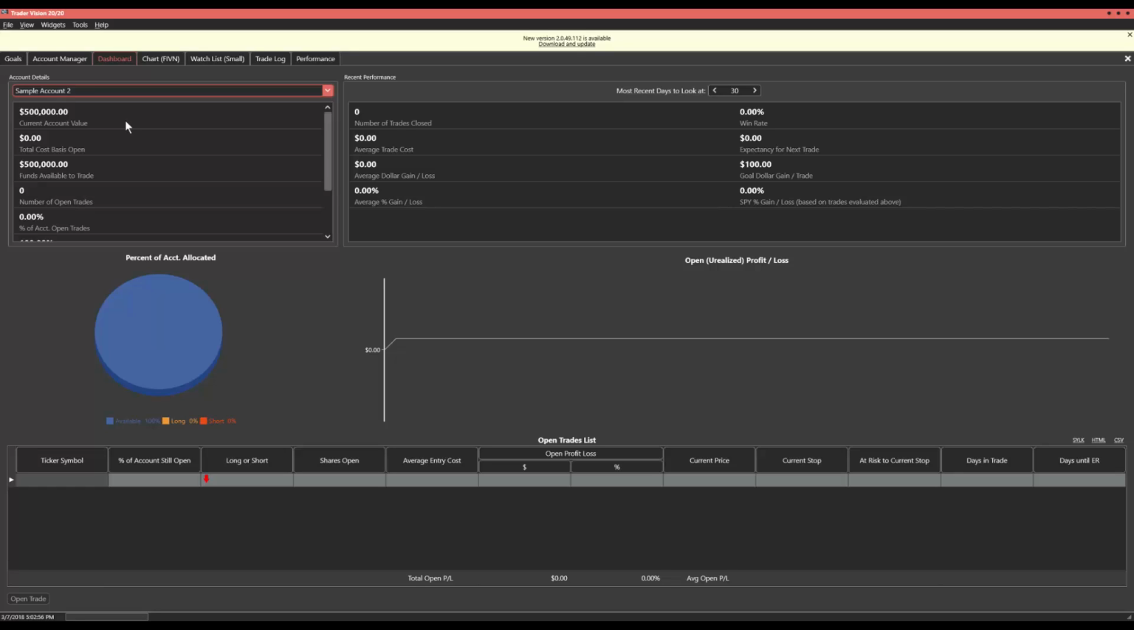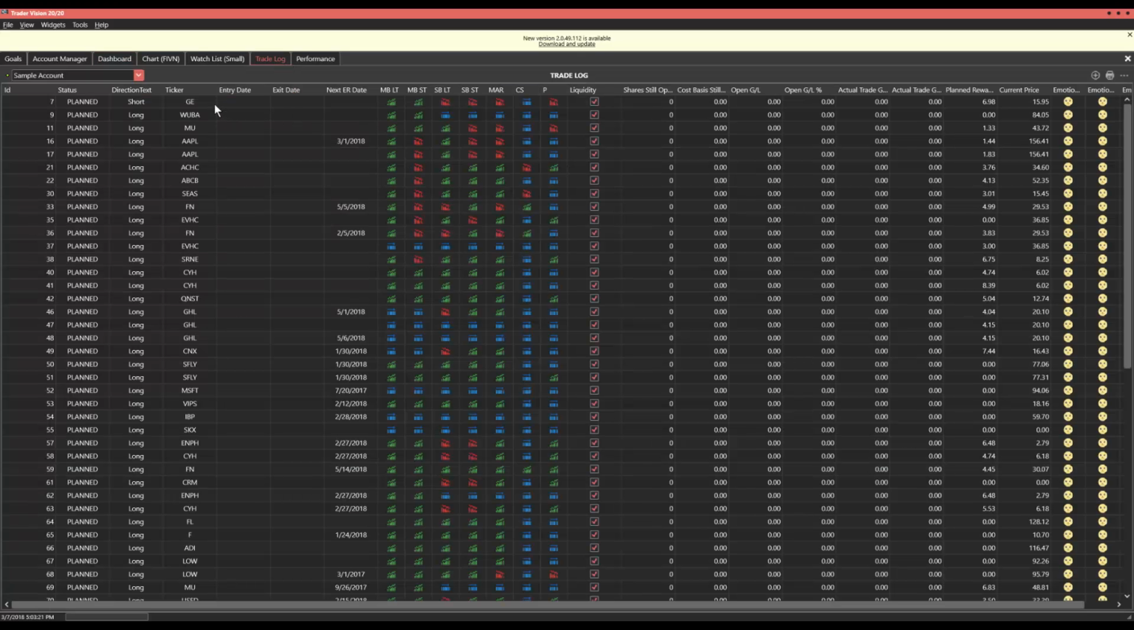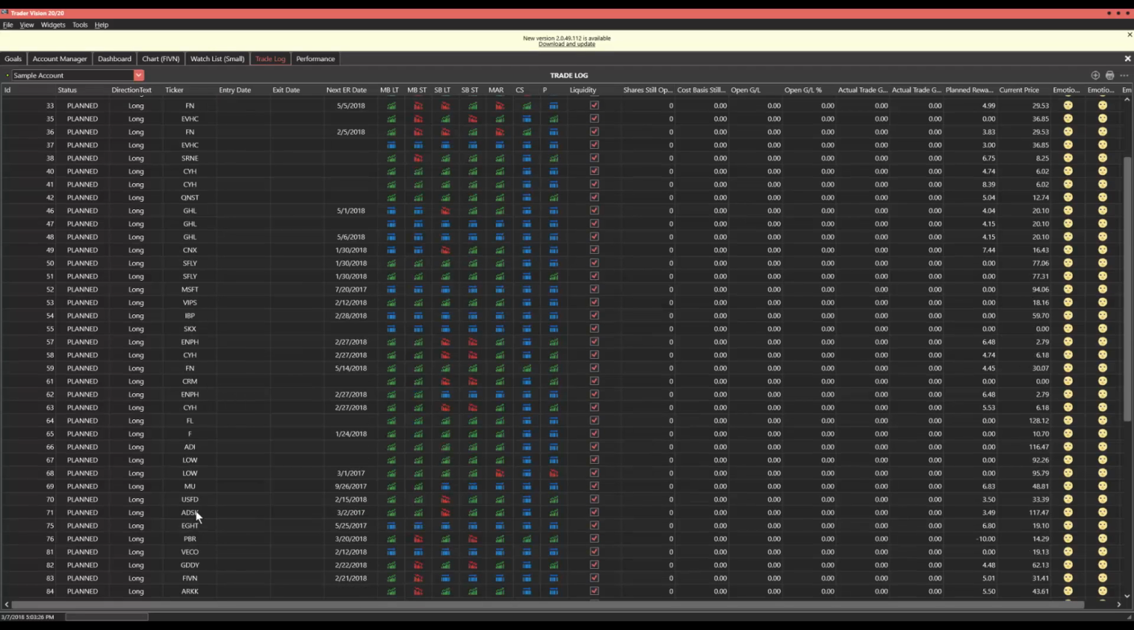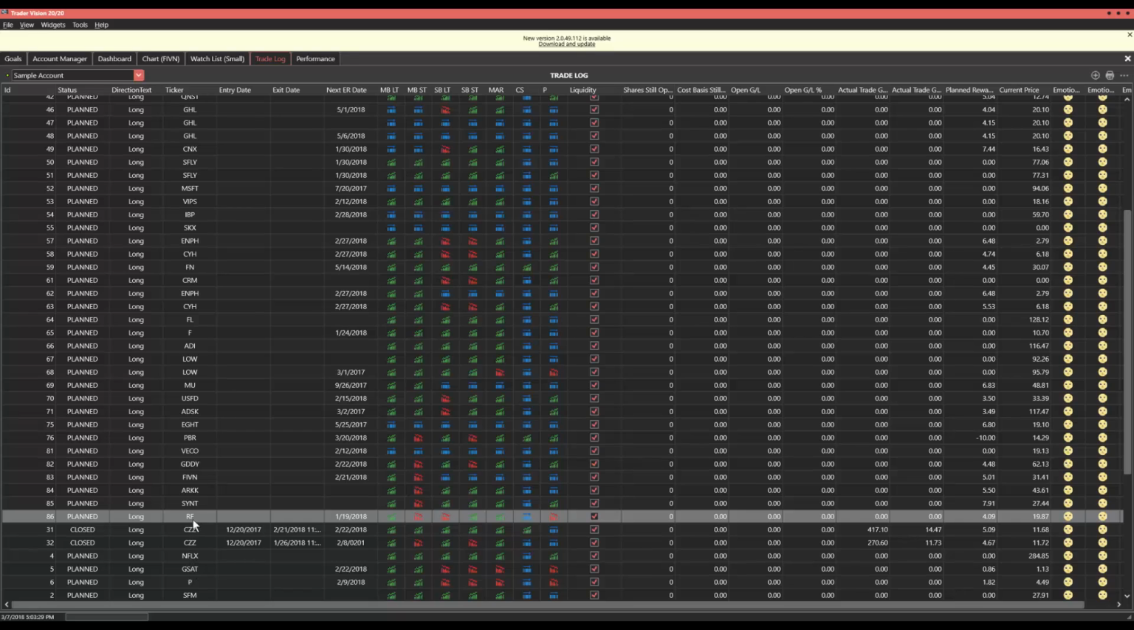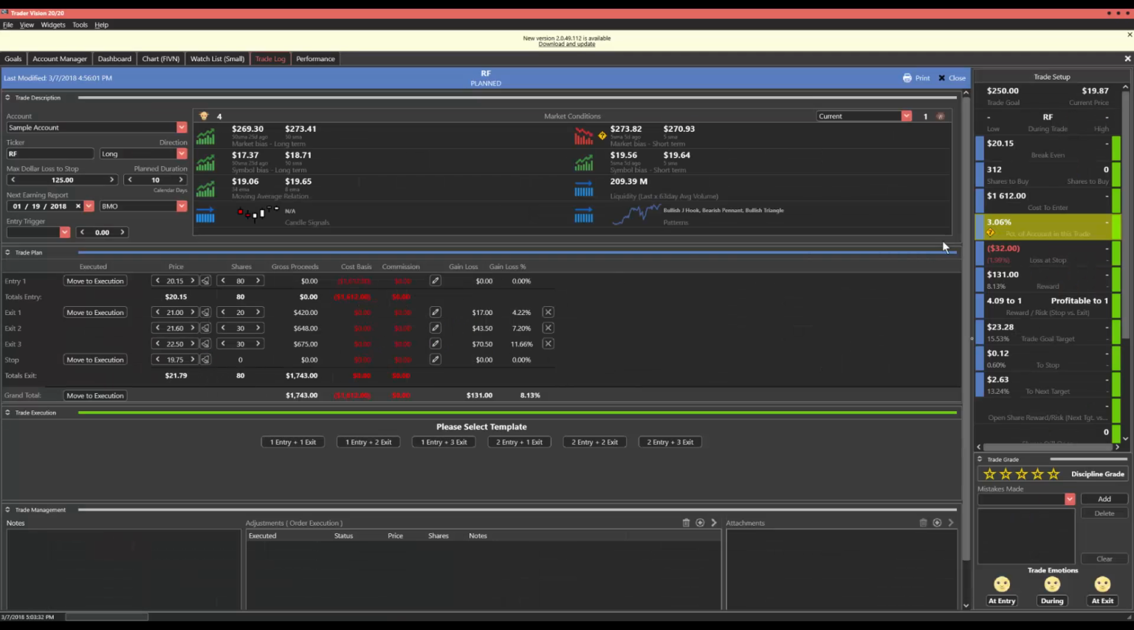Nini, if I understand the question, when you make changes to this page, I think you mean the Account Manager page. What does it do to the trades you have entered? I'm just going to conjecture here. What was that trade? RF? Let's look at that RF trade. So if you're asking if this percentage is updated, is that what you mean?